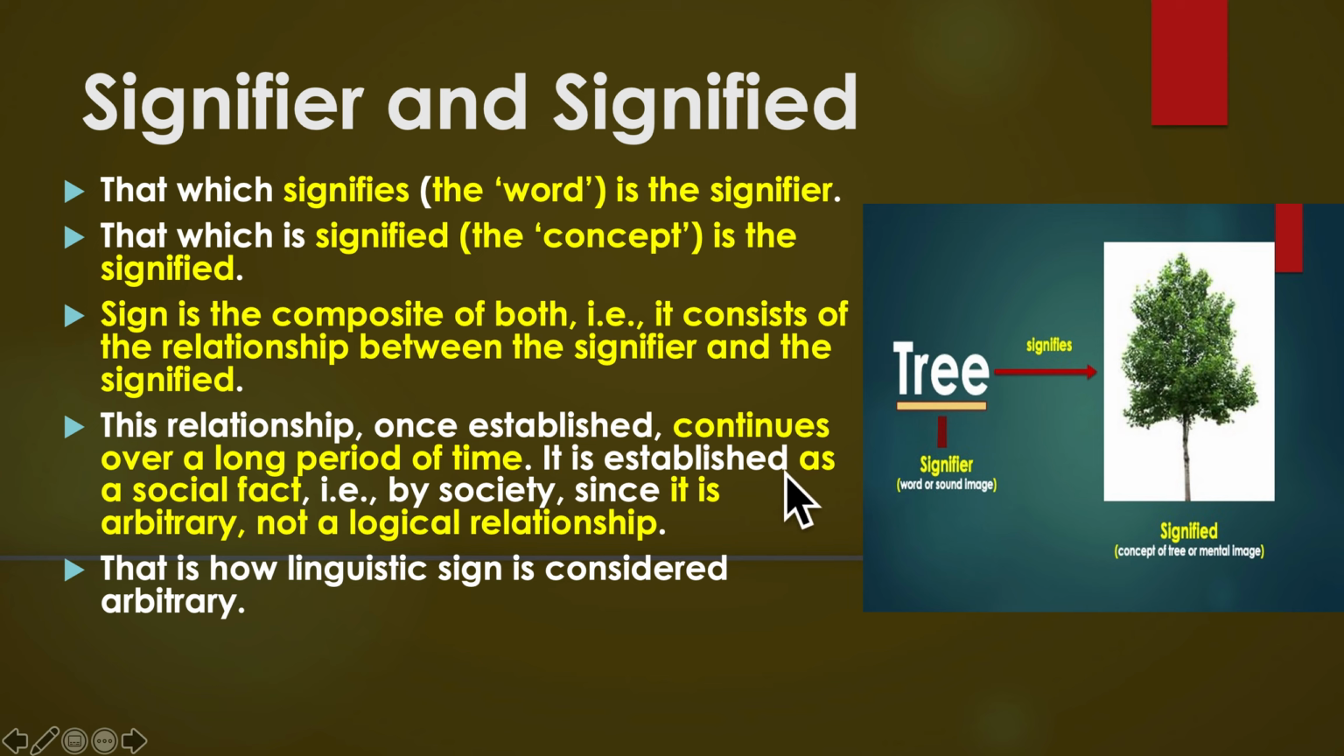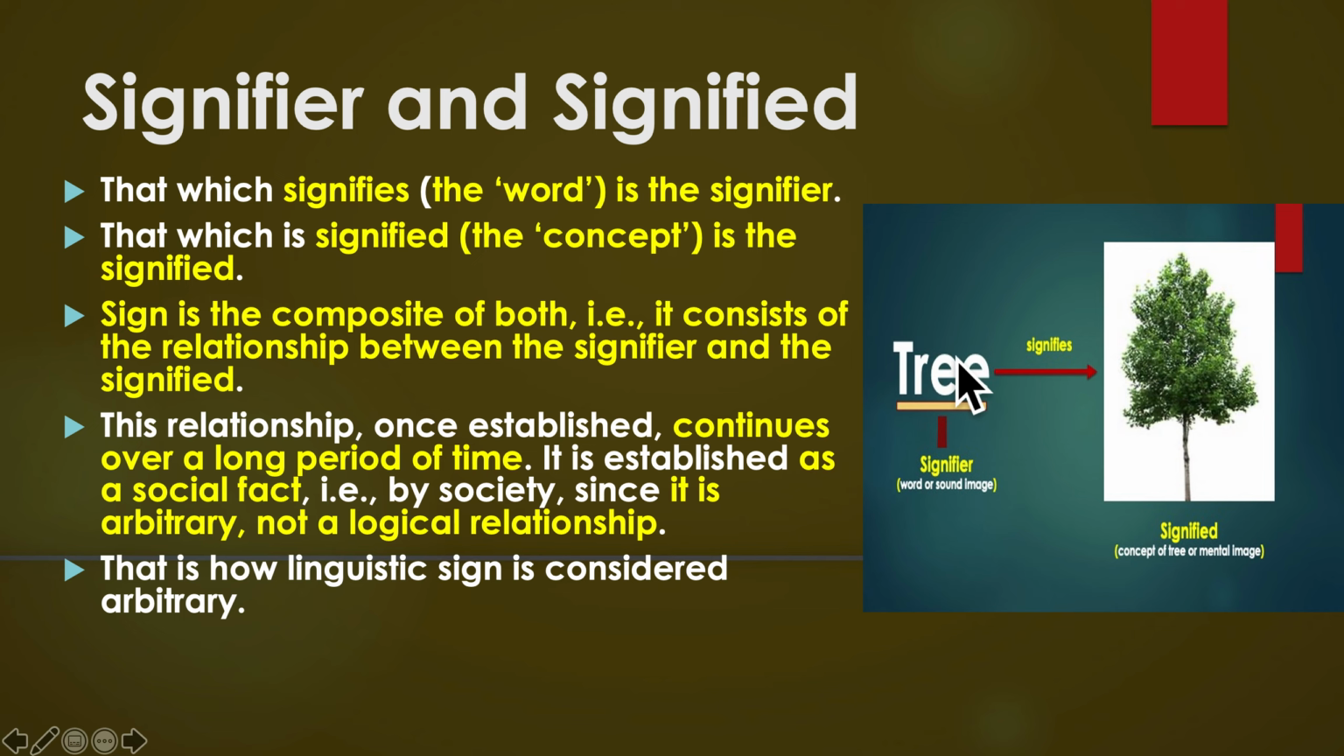It is established as a social fact. Why does it continue for a long period of time? Because now it is established as a social fact. People know that the word tree, this sound image, means this object in the mind.